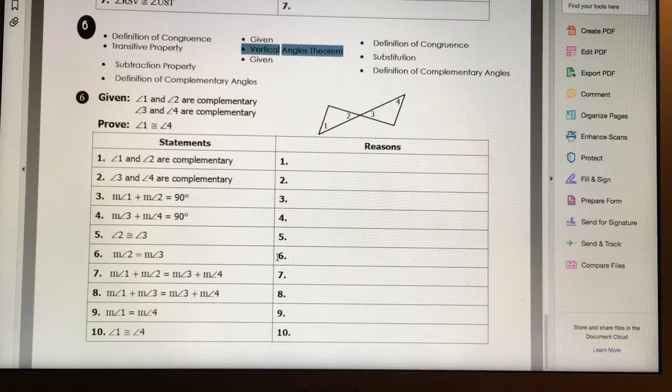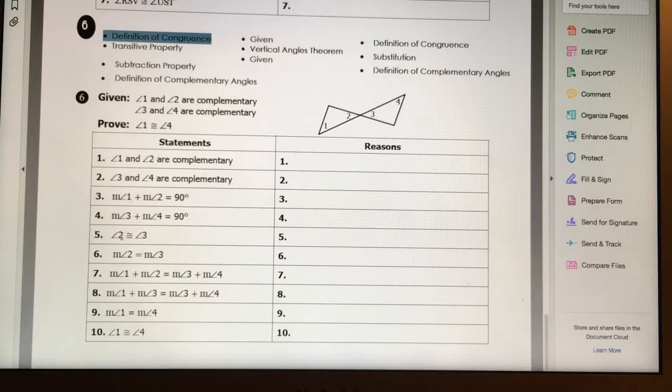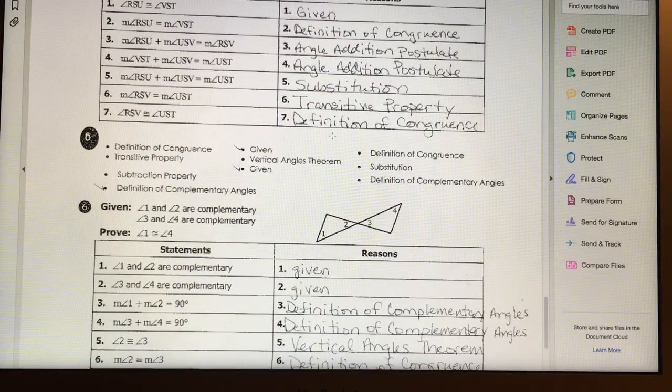Number 6. The measure of angle 2 equals the measure of angle 3. So we went from angle 2 is congruent to angle 3 to their measures being equal to each other. Hopefully you remember, but if not, the definition of congruence is what allows us to go back and forth between congruent signs and equal signs, as long as you're dealing with these same angles. So it's the definition of congruence for number 6.